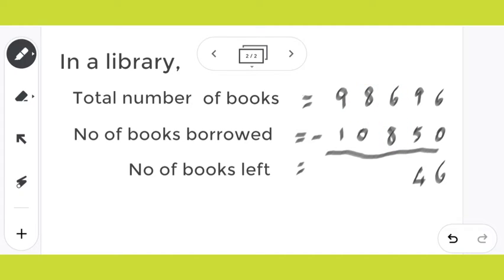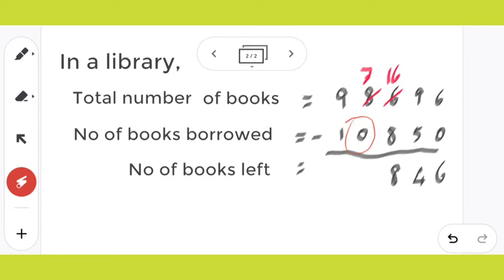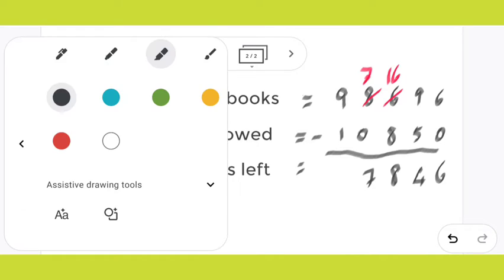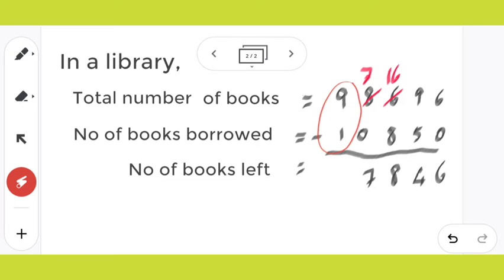So you will borrow from this 8. If you borrow 1 from this 8, how many will remain? Here 7 will remain, and that 1, if it comes here, it will be now 16. Now this 16 minus 8, you will get 8. So here 8, and now we have here 7 and here 0. So 7 minus 0, 7 only. And here we have 9 and 1. 9 minus 1, it is 8.